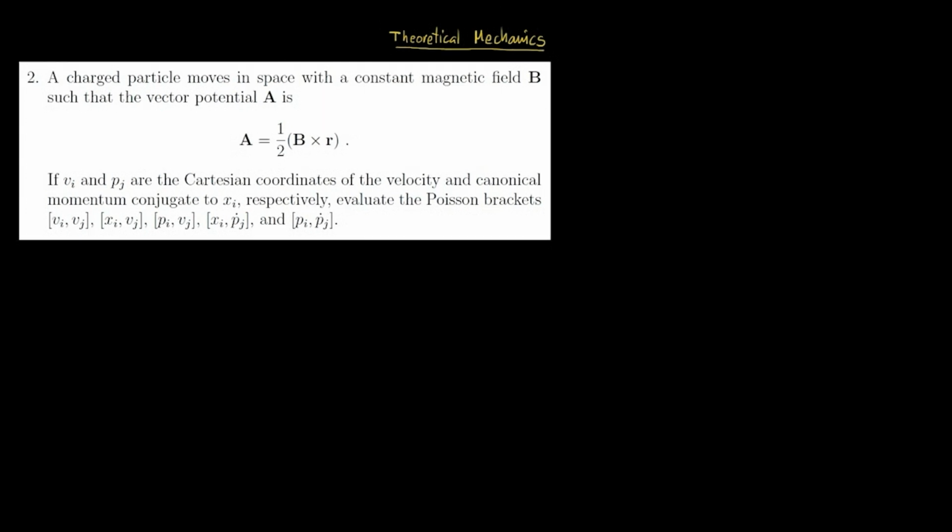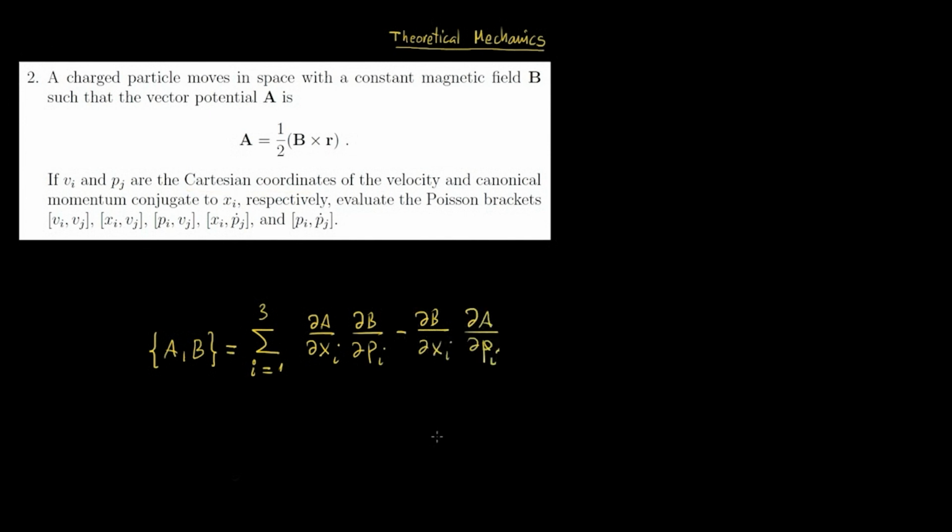I think you haven't done the Poisson bracket yet, so let's define what a Poisson bracket is. This is the sum from i equals 1 to 3 of partial A with respect to x_i times partial B with respect to p_i, minus partial B with respect to x_i times partial A with respect to p_i.